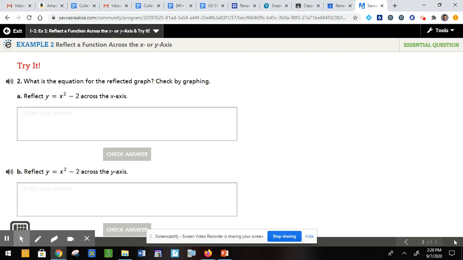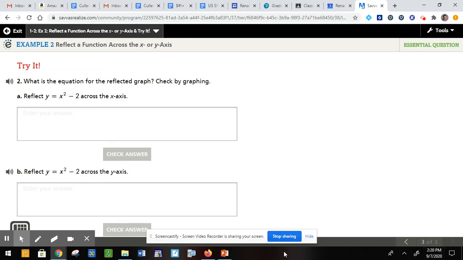All right, so again, you try a question. I would pause, give it a try, and then check back for my answer. Okay, so what is the equation for the reflected graph? Check by graphing. Reflect y equals x squared minus 2 across the x-axis.